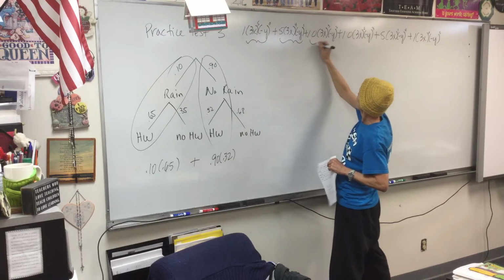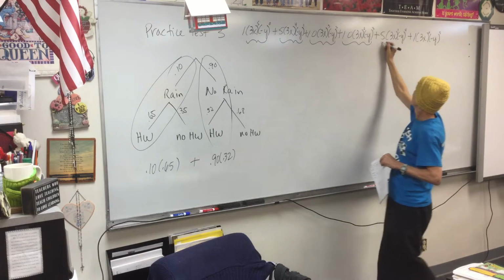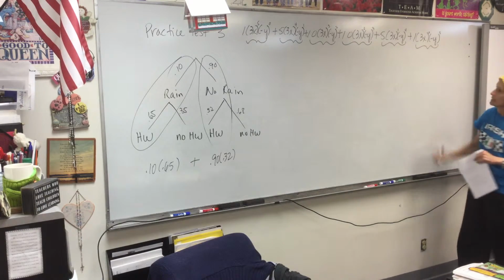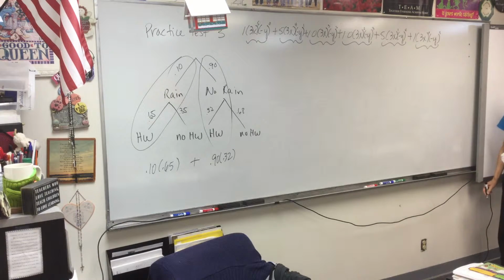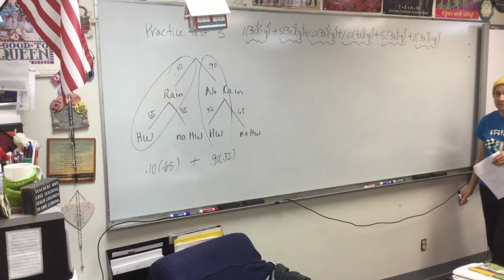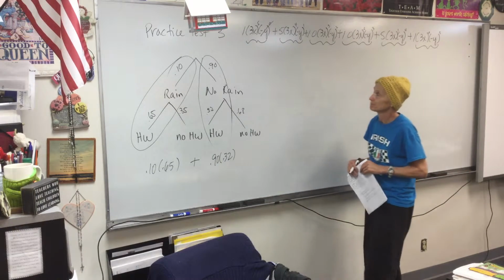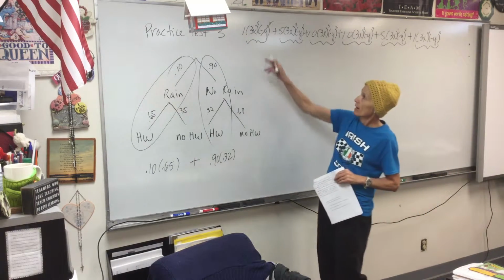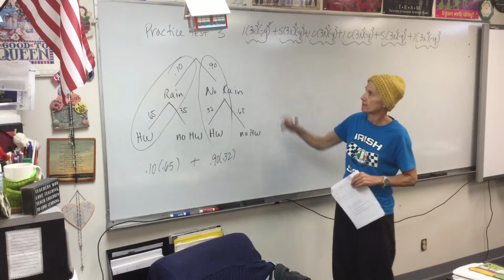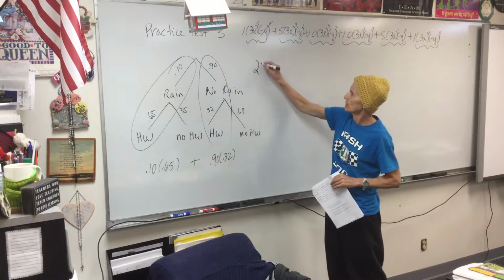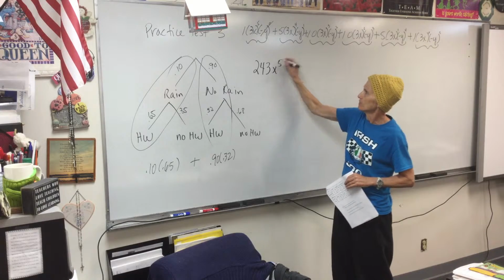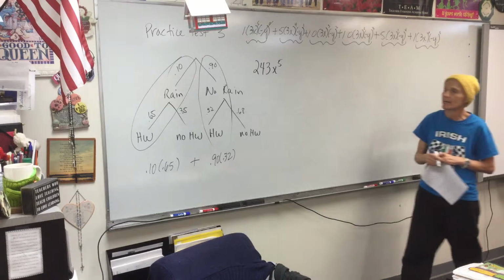Now we're going to look at each term and simplify. So each of those individual things is going to get simplified. Remember that anything to the 0 power is 1. So I have 3 to the 5th, x to the 5th. That's 243 x to the 5th. There's my first term, 243 x to the 5th.